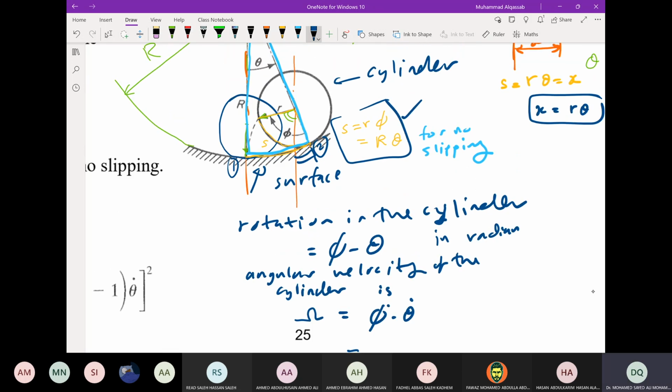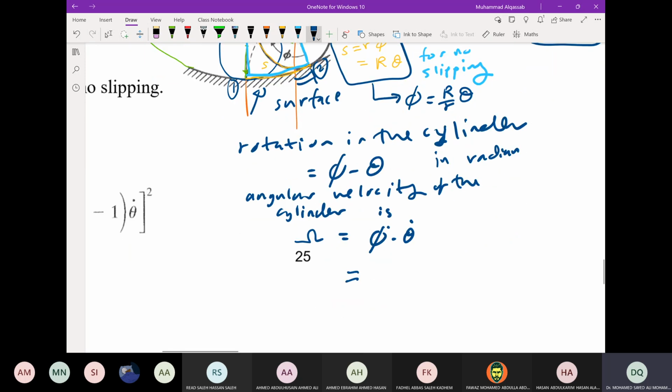Okay, so this will lead to phi equal to capital R over small r multiplied by theta. So we can substitute for phi dot because you can differentiate this equation. So phi dot equals capital R over small r times theta dot. And this will be (R over r minus 1) all multiplied by theta dot, and this is the angular velocity. Okay, so this is the kinematics of the cylinder.